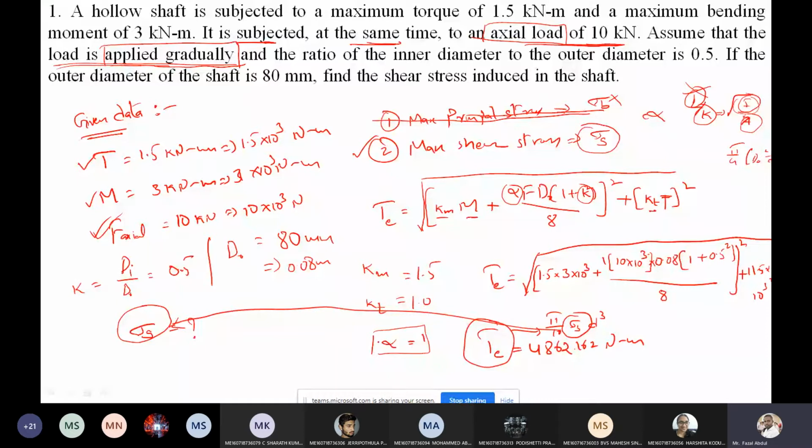Now write here. I am writing pi by 16 into sigma s into d cube equals 4862.162. The d value is given in the question as 80 mm, which you need to convert into meters. Sigma s equals 4862.162 by pi into 0.08 cube into 16. Now tell me the sigma s value. Make it fast. Those who are unable to speak, you can put a message in the chat box.